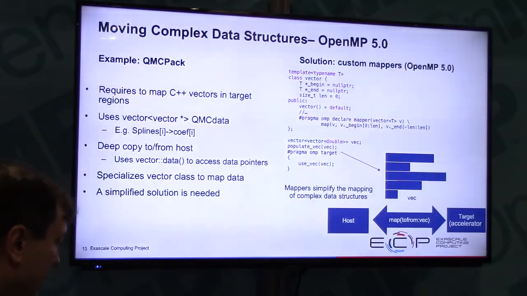And in OpenMP 5.0, we came up with a solution to do that using custom mappers, where we can move a complex data structure, like a vector of vectors, from the host to the device. And we can specify it in a way that OpenMP can understand and take care of the data movement. So that is one of the challenges that we see when we're moving codes to accelerators, which is how we can solve the issue of data mapping between the host and the devices. And this is one thing that we are addressing in the context of OpenMP 5.0.